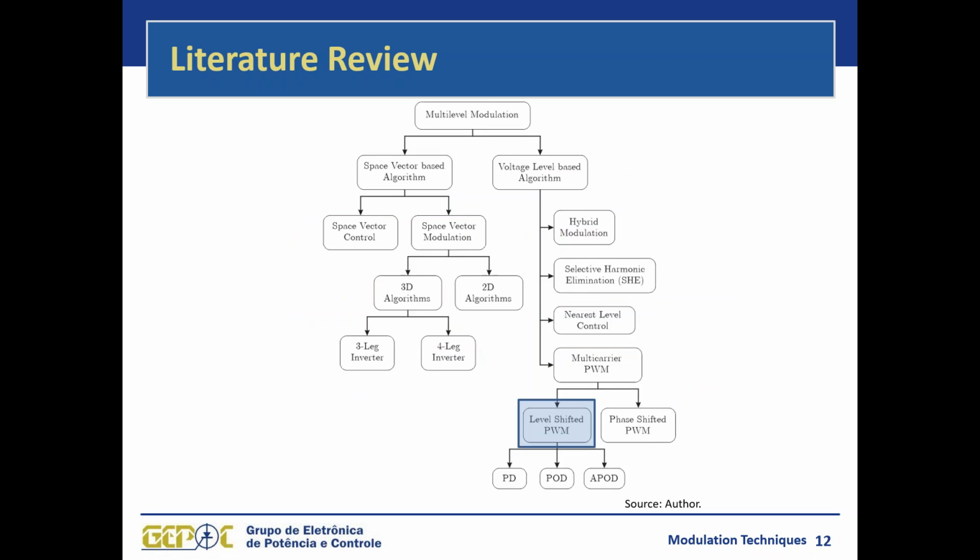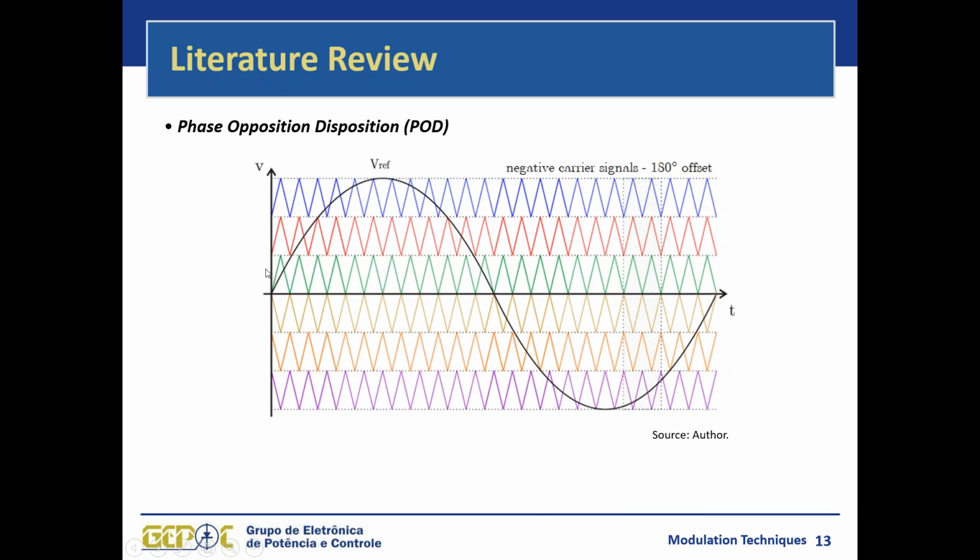So basically we also have here phase disposition, phase opposition disposition, and the APOD, alternate phase opposition disposition modulation. The phase opposition disposition PWM is implemented as you are seeing here on this slide. So the upper carriers, or the positive carriers, have the same phase, and the negative carriers have opposite phase when compared to the upper carriers. So the number of carriers is related to the number of levels that we have on the output phase voltage. So if we have 5 levels on the output voltage, then we will have 4 carriers to implement the modulation.